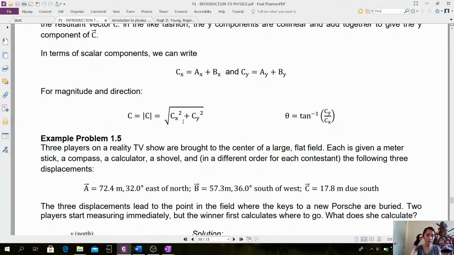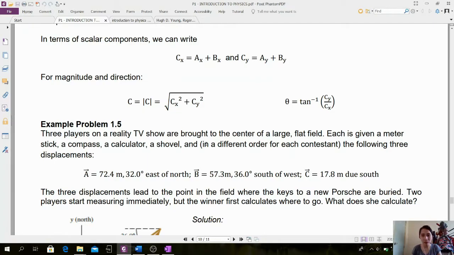So let's try to solve example problem 1.5. Three players in a reality TV show are brought to the center of a large flat field. Each is given a meter stick, a compass, a calculator, a shovel, and, in a different order for each contestant, the following three displacements. Vector A is 72.4 meters, 32 degrees east of north, 57.3 meters, 36 degrees south of west, and 17.8 meters due south. The three displacements lead to the point in the field where the keys to a new Porsche are buried. Two players start measuring immediately, but the winner calculates where to go. So what does she calculate?